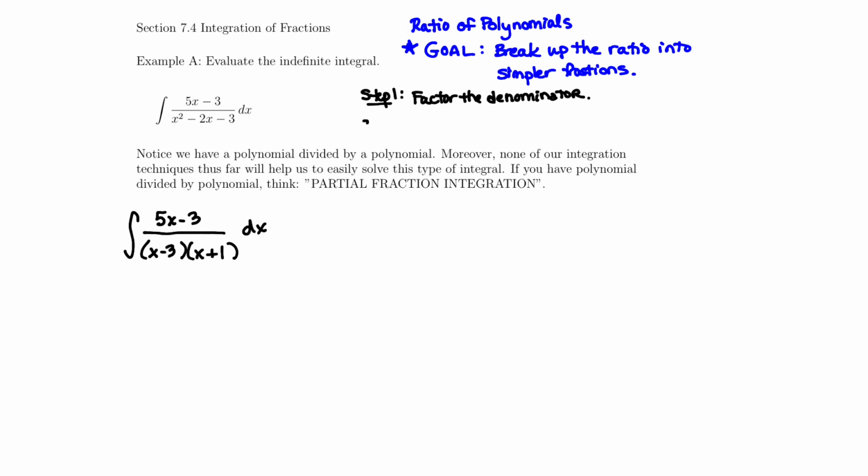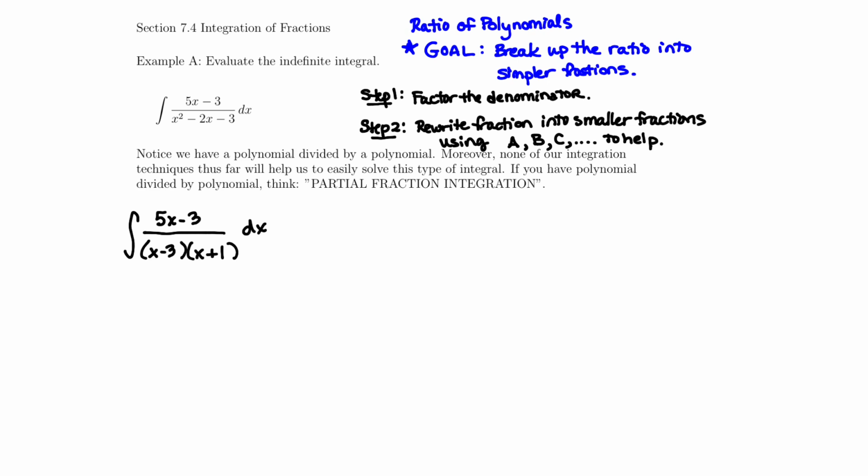That's step 1. Step 2. I am going to rewrite this fraction into smaller fractions using variables to help us. So I'll just put A, B, C, etc. to help. What do I mean by that?